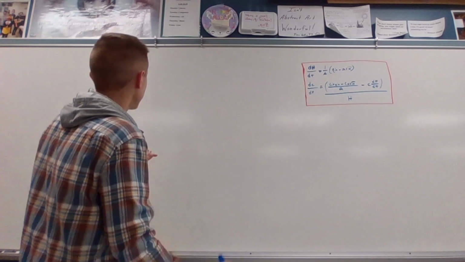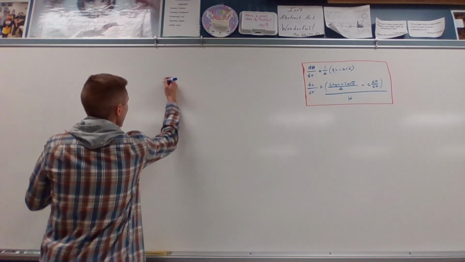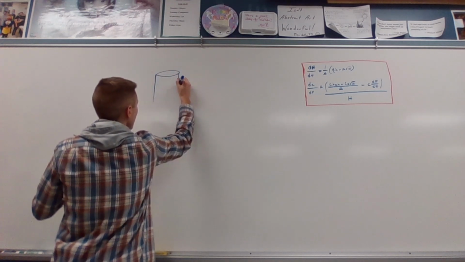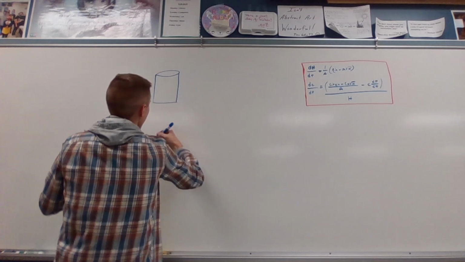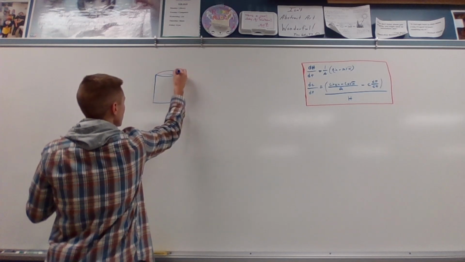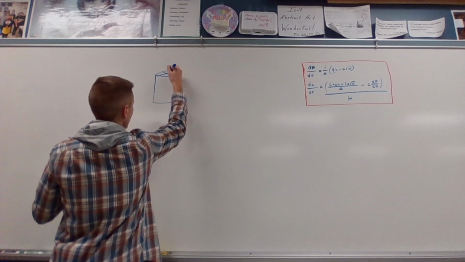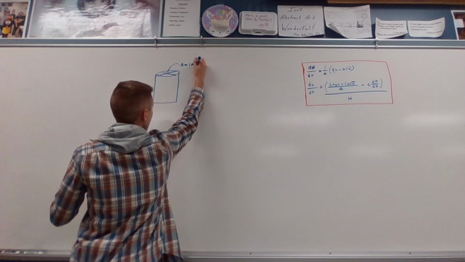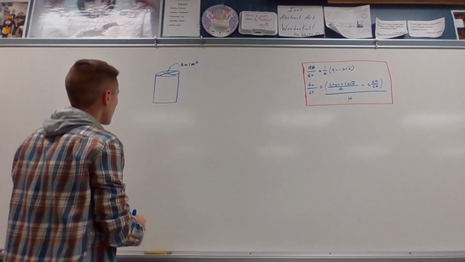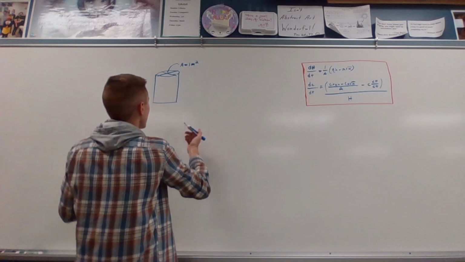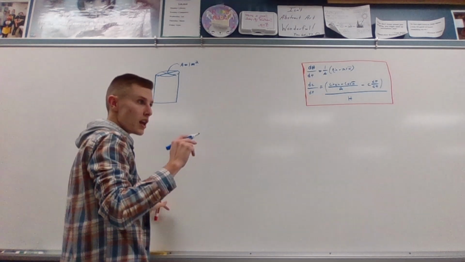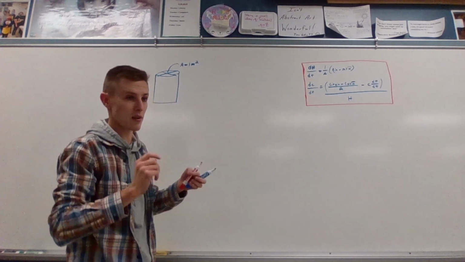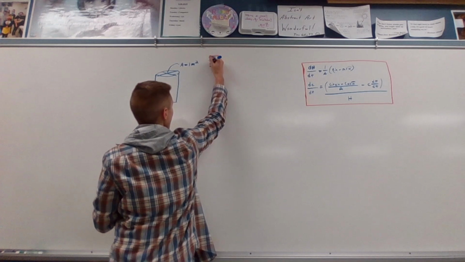So let's go do our notes real quick. So we have a tank. We have some tank that has a cross-sectional area of, let's say, 1 square meter. And let's write out a real quick relationship. We're going to say that this tank is mixed very well. The contents inside are going to be mixed very well.